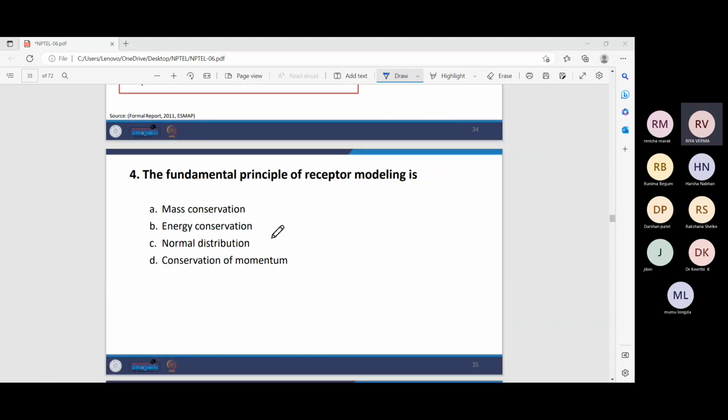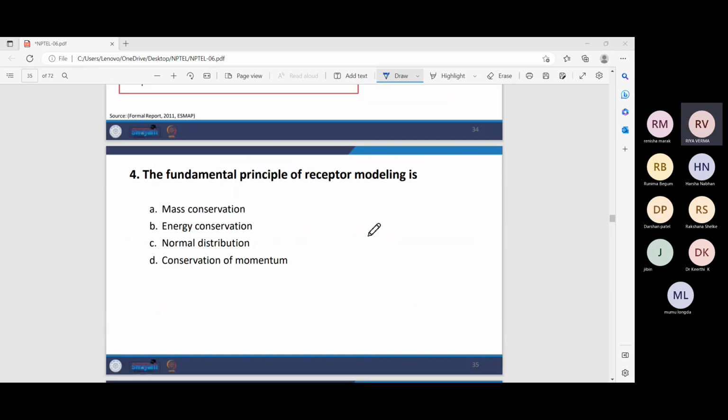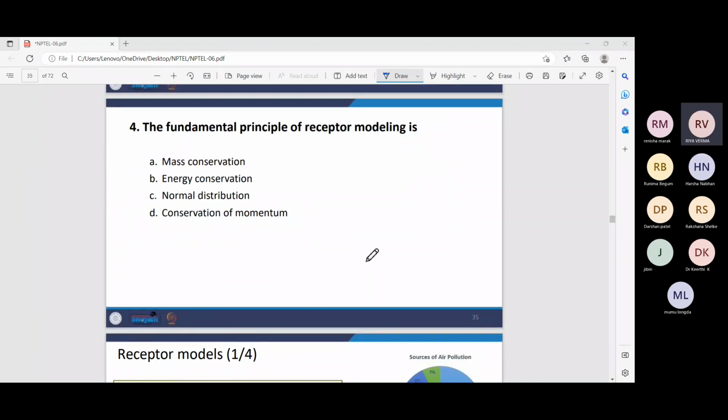So next question: the fundamental principle of receptor modeling is, first, mass conservation, next, energy conservation, normal distribution, and conservation of momentum. Okay, mass conservation. True, it will be mass conservation only.